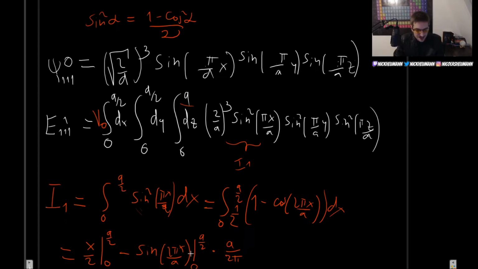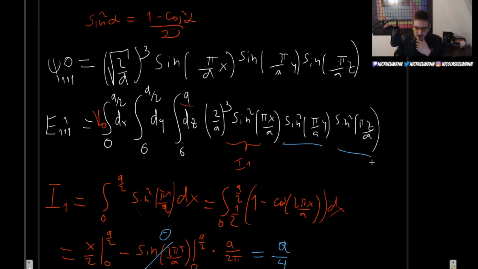Okay, and this sine right here will always be 0, because if we put a over 2 in here, we get 2 pi divided by a times a divided by 2. So we will always have sine of pi, and sine of pi is 0. And if we put a 0 in there, we get sine of 0, which is also 0. So this part is always 0. So we get that this is simply x over 2 evaluated at a over 2, which is going to be a over 4. Okay, and we get the exact same thing for the integral for y.